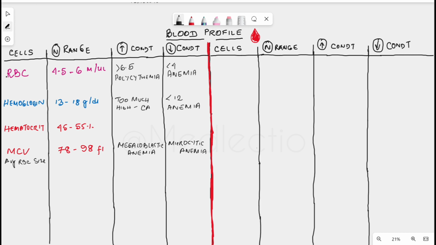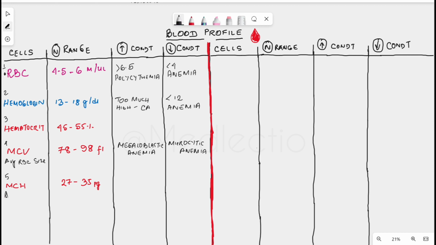So it's the average RBC size. Okay, there are three parameters: MCV, MCH, and MCHC. These can differentiate the type of anemia, megaloblastic or microcytic. Then the next one is MCH, mean corpuscular hemoglobin. It's 27 to 35 pg.